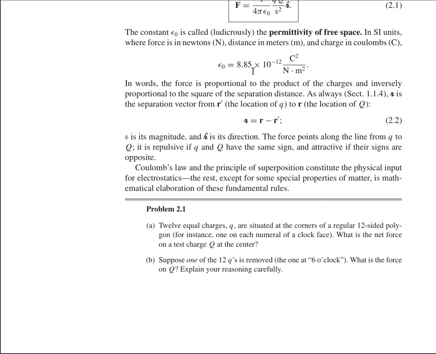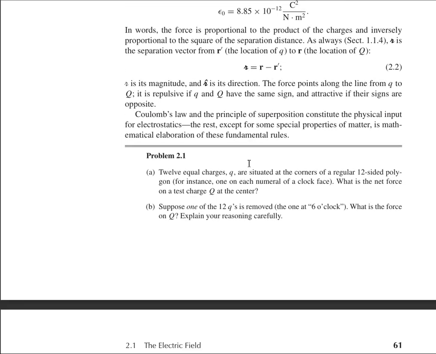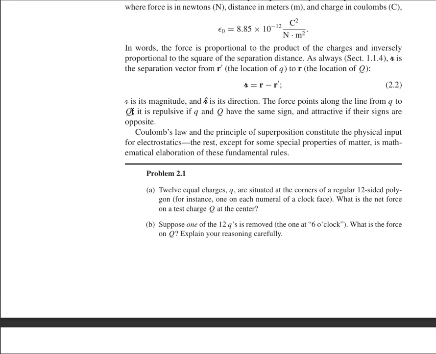As always, section 1.14, r is the separation vector from r dash, the location of small q, to r, the location of capital Q. That is, basically small q is exerting force on capital Q. So what is r? This r written here is the position vector of capital Q minus the position vector of small q. That is what is given here, r minus r dash. This is using basic vector algebra, really basic stuff. Its magnitude is r and its direction is r cap.